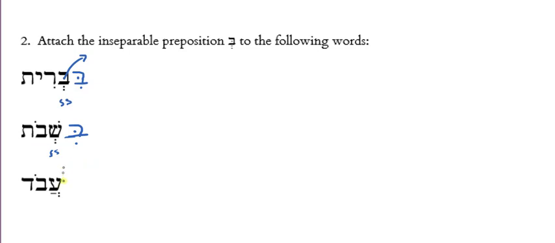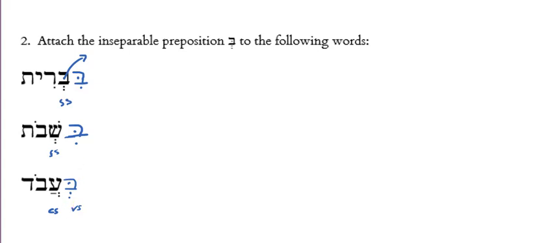Bishboat. Okay? And then lastly, I have avod with a compound Shiva. And I want to add a bet preposition to this. So what do I do? Under normal circumstances, I add a bet with a vocal Shiva, since these inseparable prepositions come standard with vocal Shiva. But now I have a problem. I have a vocal Shiva next to a compound Shiva, which is a kind of vocal Shiva. And two vocal Shivas cannot be together at the beginning of the word.